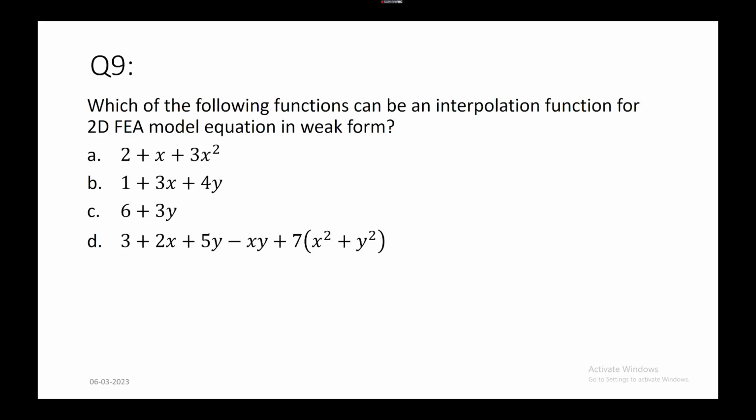So can you guess what could be the answer? Maybe I think B, sir. Answer B. Okay. So here what I'm essentially trying to ask is the polynomial should be complete.